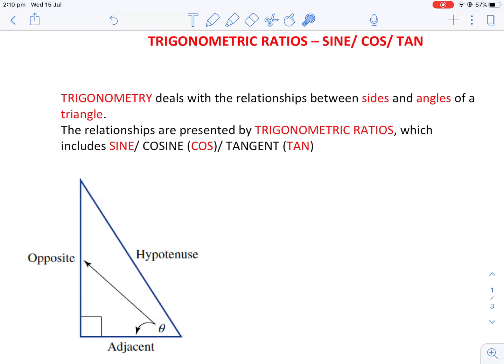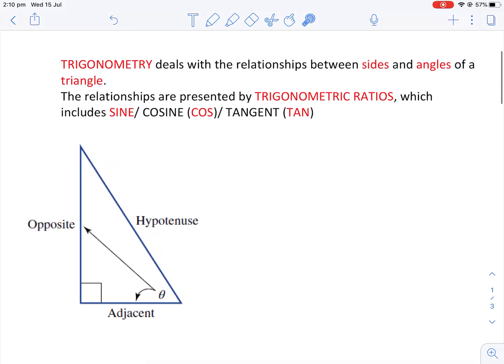In this video, I'm gonna tell you how to find the relationship between sides and angles of a triangle. These relationships are represented by trigonometric ratios, which are sine, cos, and tan. And how to find sine, cos, tan is the main content of this video. Before doing that, let me remind you how to name the three sides of a right angle triangle.